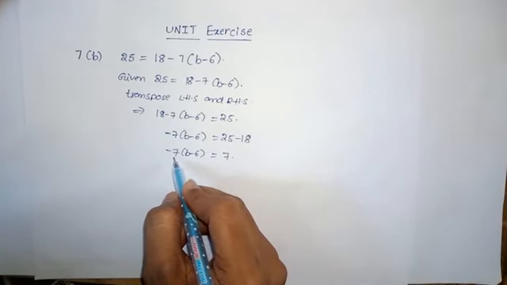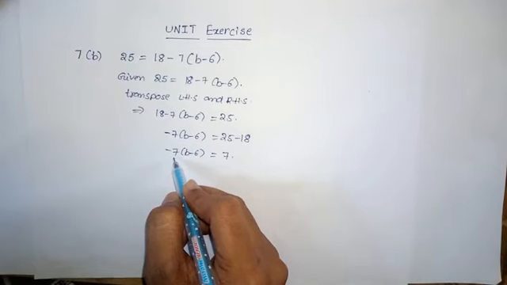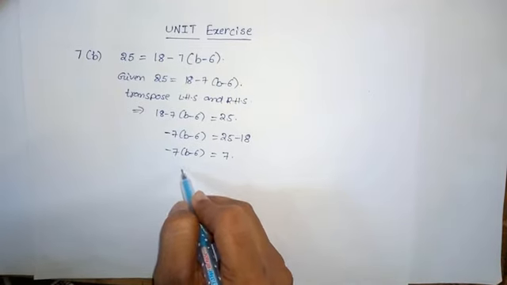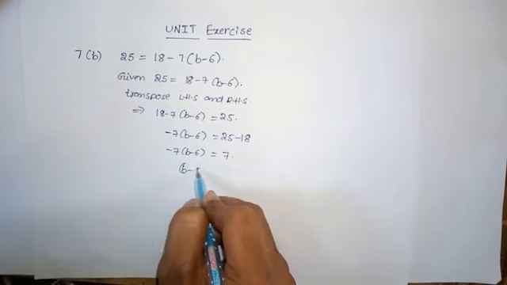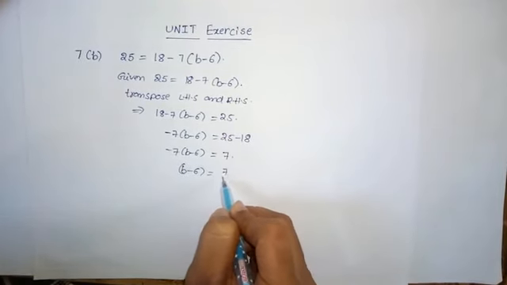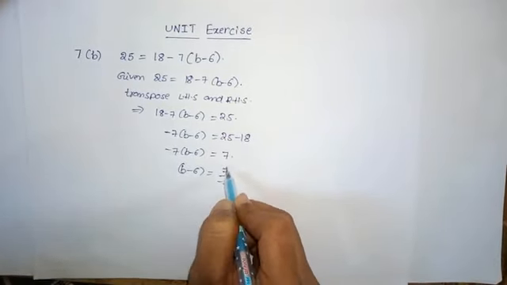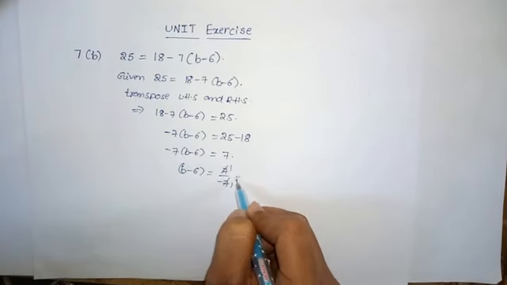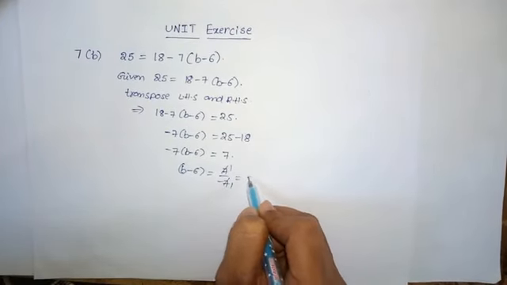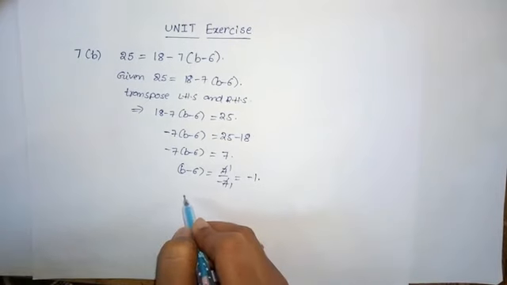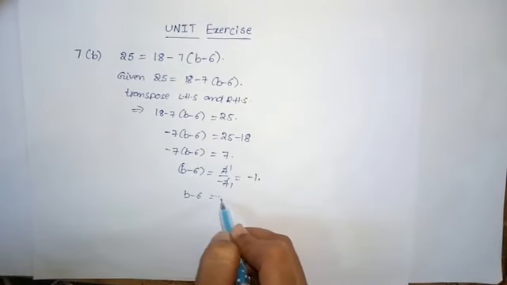Now minus 7 also transposes to the right side and becomes divided by minus 7. So B minus 6 is equal to 7 by minus 7, and numerator 7 and denominator 7 cancel. 1 by minus 1 becomes minus 1. So B minus 6 is equal to minus 1.